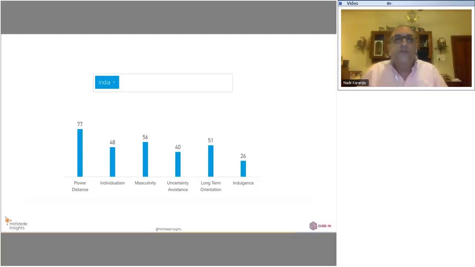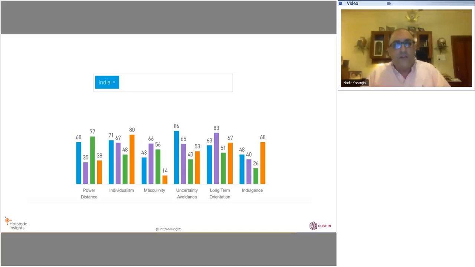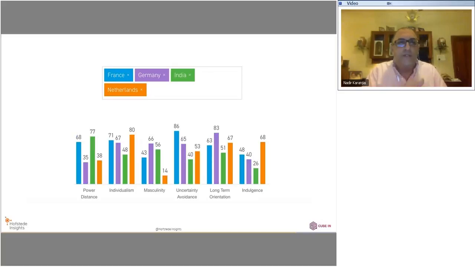And what does this do for you? Well, you can compare different countries. So for example, here I've compared France, Germany, India, and the Netherlands on these 6 dimensions. So you can compare a nation, for example, let's say you take 68 as the score of France and 77 is the score of India in the dimension of hierarchy.